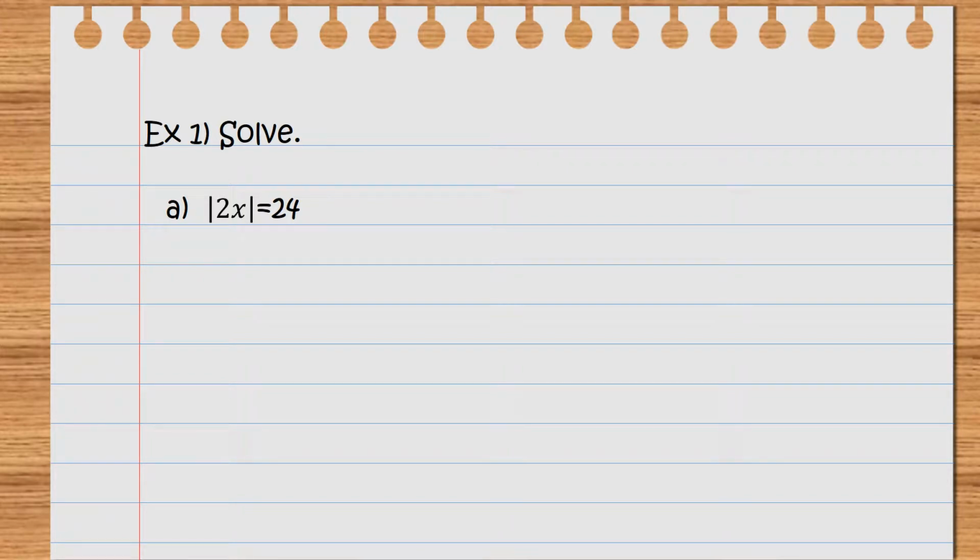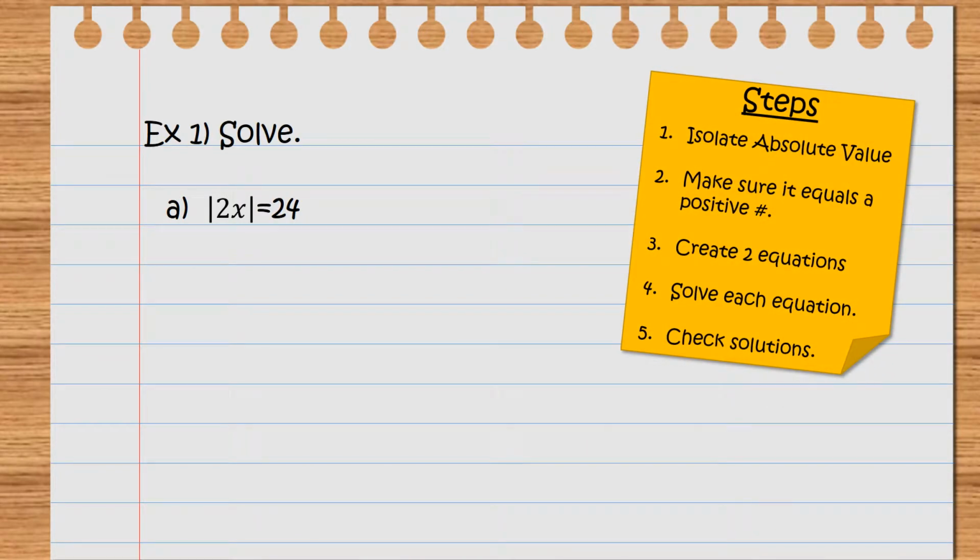So our first example says to solve, and we have the absolute value of 2x equals 24. So here's kind of our how-to. Isolate the absolute value. Well, that means, does this say absolute value equals some number? And we look at it, and it does. We need to do a check, make sure this value right here equals a positive number. And it does. Now we're ready to do our two equations.